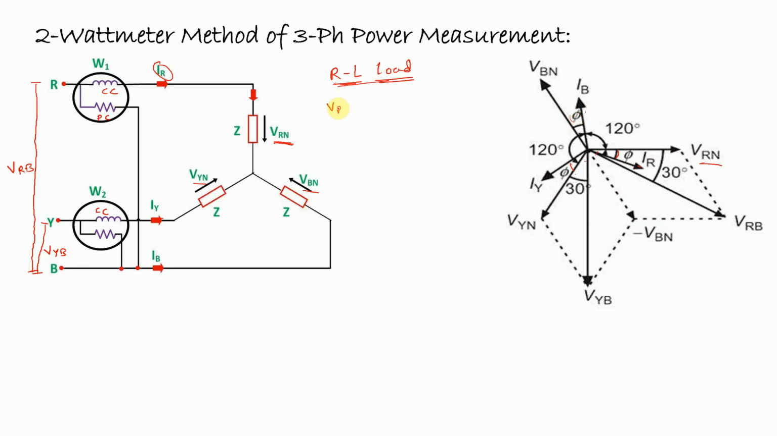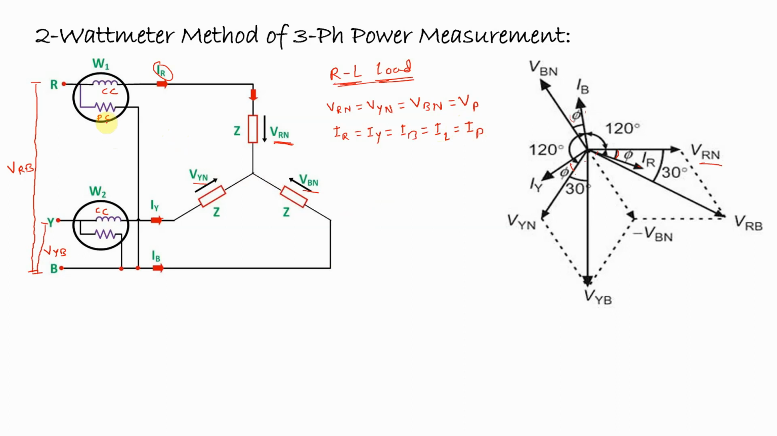Here VRN is equal to VYN is equal to VBN, and it is considered as the phase voltage. Whereas IR is equal to IY is equal to IB. This is the line current, and for a star-connected system, the line current and phase current are equal for a balanced circuit.